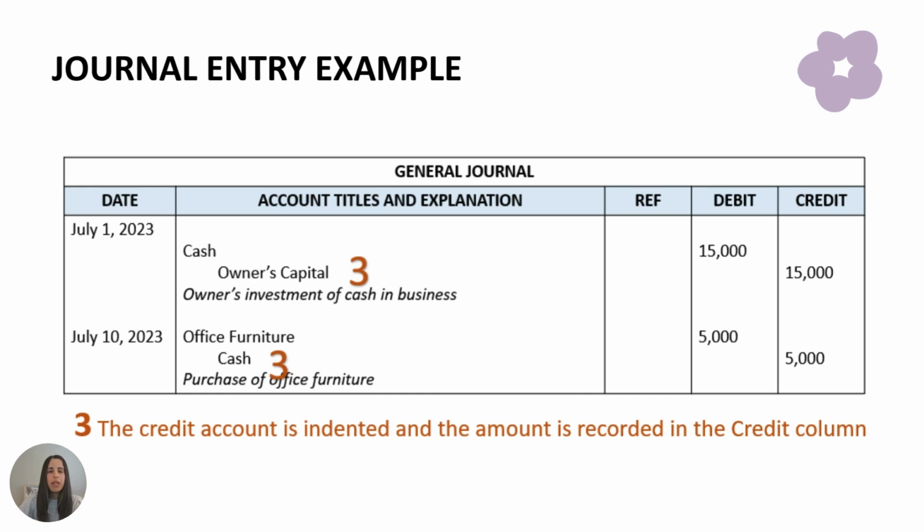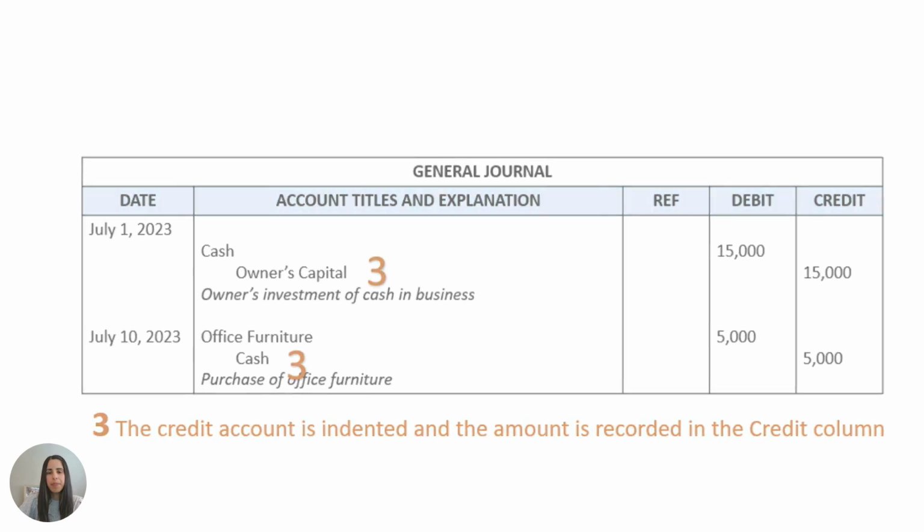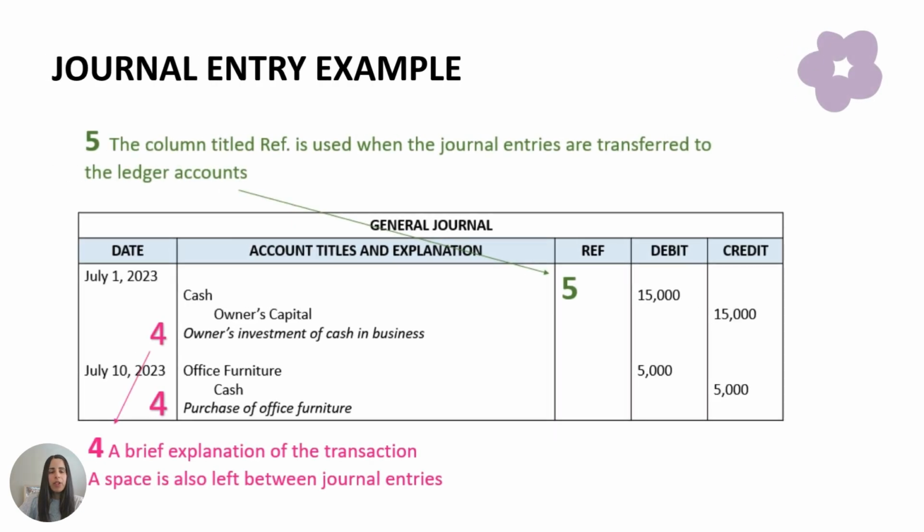Then we will show the accounts that are being credited. The accounts that are being credited will be indented, and then that amount is recorded in the credit column. We'll then enter a brief explanation of the transaction, and you can see that for both transactions, an explanation has been given. We will also leave a space between the two journals. And if you look at number 5, there is a reference column, and that reference column is used when the journal entries are transferred to the ledger accounts.